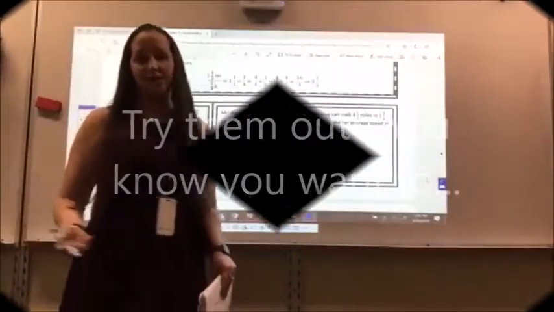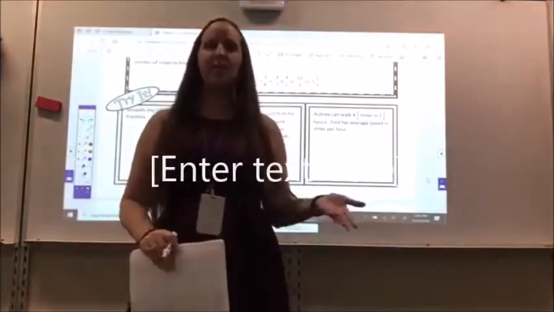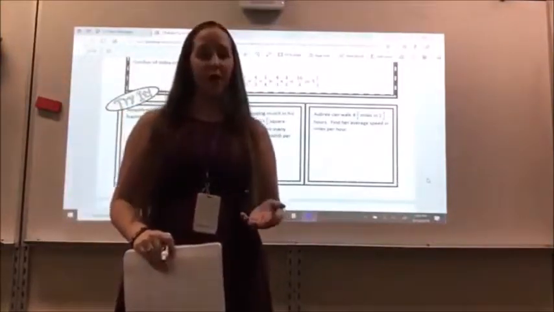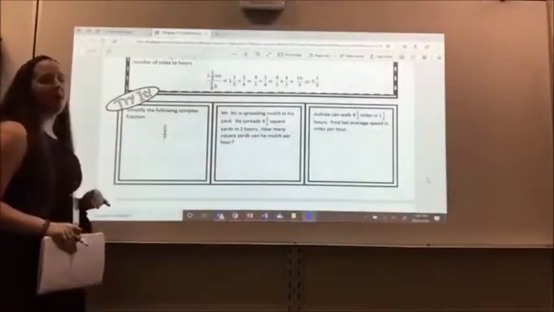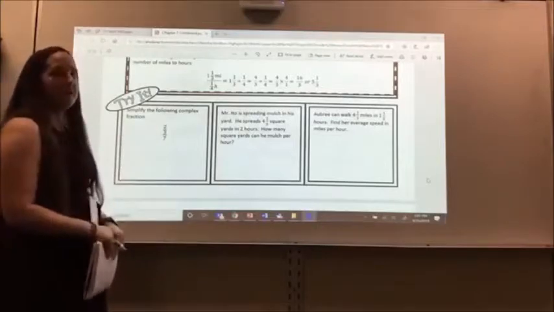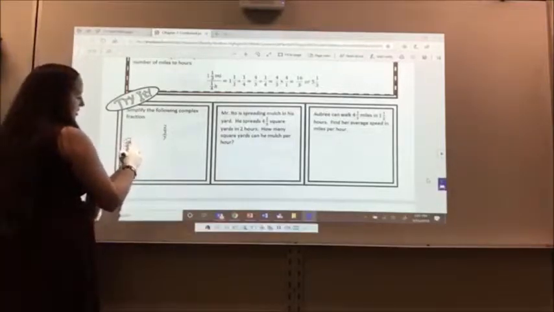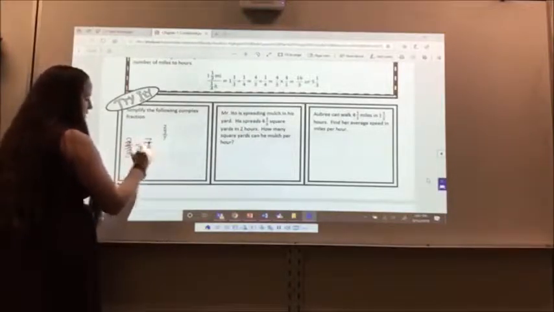All right, now that you've had a chance to try out the try it problems on your own, let's go over the answers together. So the first one that we're going to look at is the one right underneath the try it problem. It says simplify the following complex fraction. I have 2/3 over 7. So I'm going to rewrite this as 2/3 divided by 7 over 1.